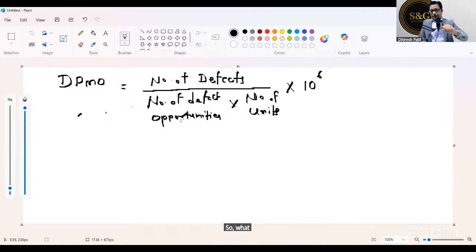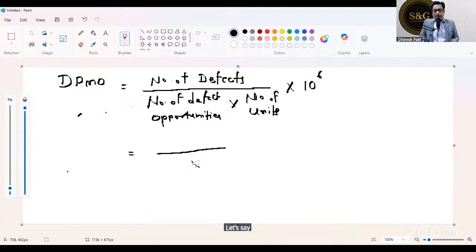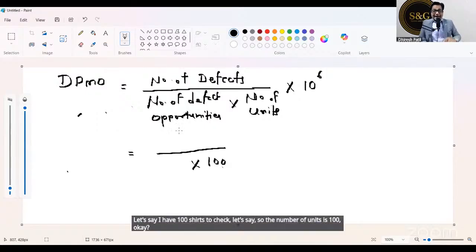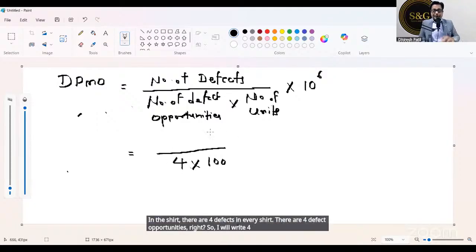So what is the number of defects? Imagine I have 100 shirts to check. Now everybody pull out your calculators. Let's do some calculation here. Let's say I have 100 shirts to check, so the number of units is 100. In the shirt, there are 4 defect opportunities in every shirt. What were the 4 defect opportunities? Button missing, stitch defect, stain defect, and the hole. So these are the 4 defect opportunities on the shirt.